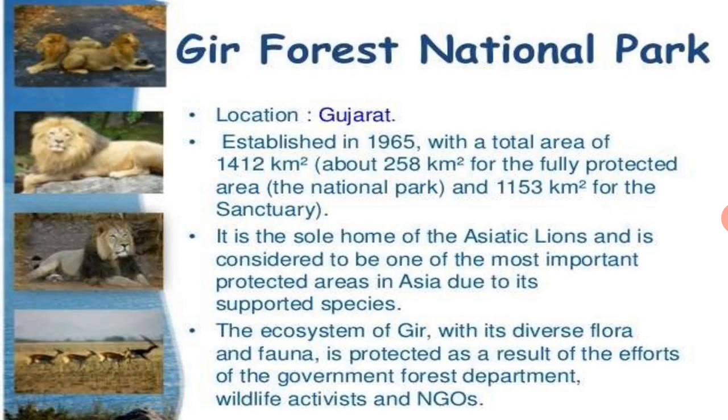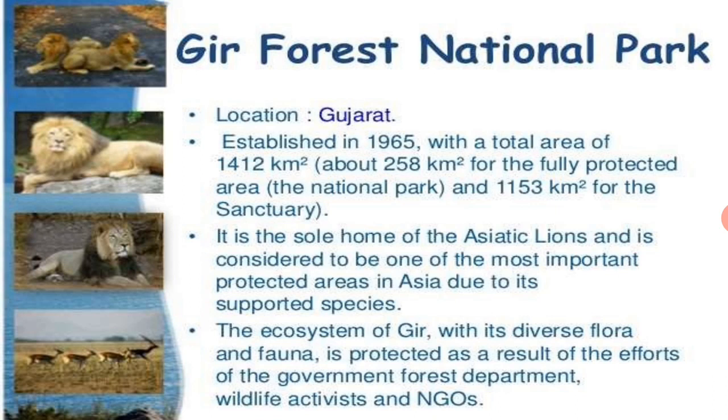dog. Gir Forest National Park is situated in Gujarat. Established in 1965 with a total area of 1412 square kilometers, about 258 square kilometers is fully protected area as the national park, and 1153 square kilometers is the sanctuary area. It is the sole home of the Asiatic lion, and it is considered one of the most important protected areas in Asia because of this species, the Gir lion, Panthera leo persica. Persica is a subspecies not seen anywhere else. Its location is Gujarat.